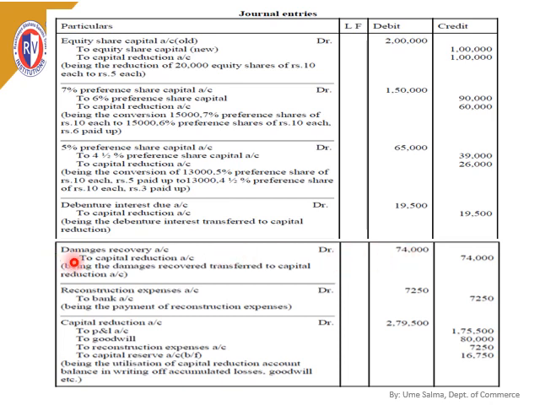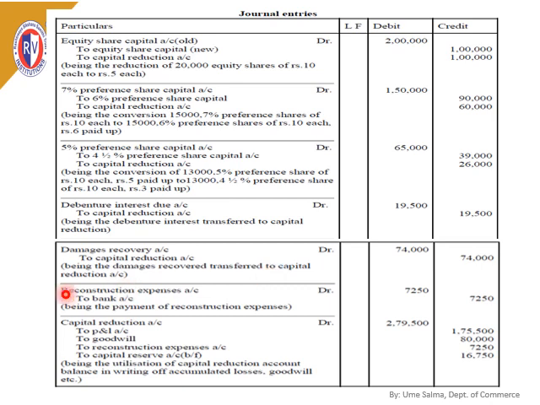74,000 is being received towards the damages and it has been recovered. So by showing this in the debit, damages recovered account debit 74,000, and the same 74,000 is transferred to the capital reduction account.